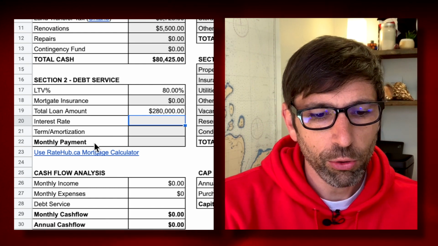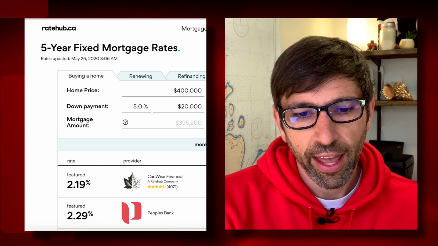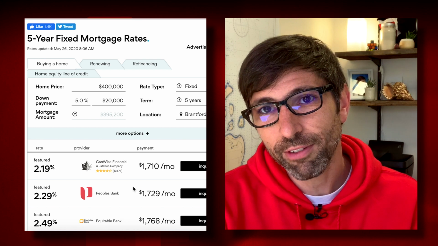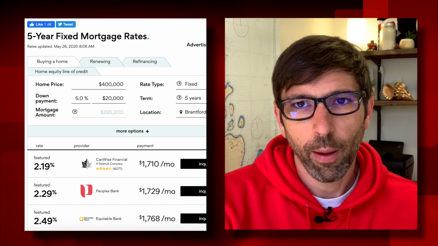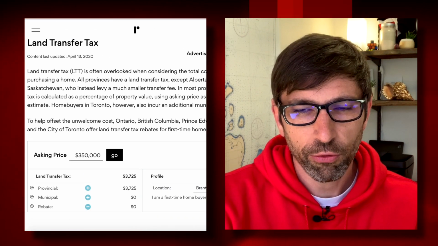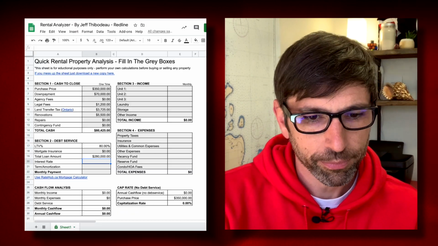But I have included a little mortgage calculator here that you can click on, and it can head over here and give you a good idea of the different rates available currently and how those would turn into payments. I've also given you the land transfer tax calculator here too. And these are from our friends over at RateHub, providing these tools free on their website.